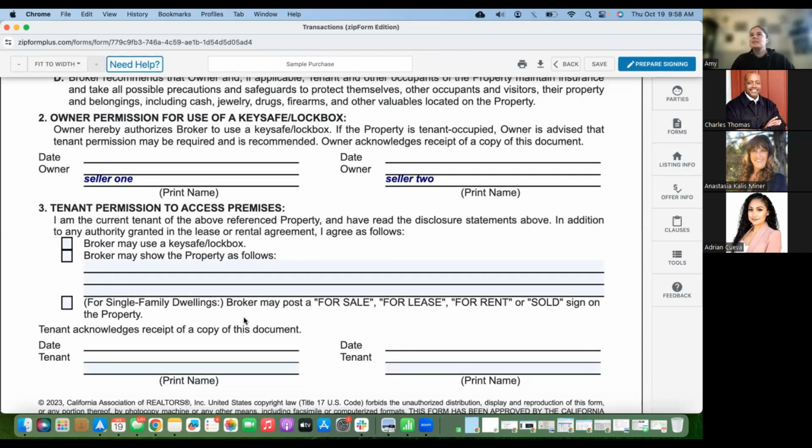Yes, Anastasia? What if the tenant refuses to sign that? And then technically you can't put a key safe or lockbox on the property, and you don't have permission to show the property. So you're screwed.